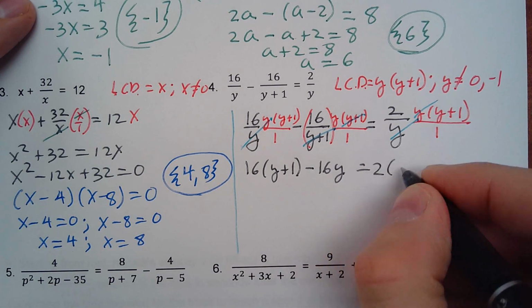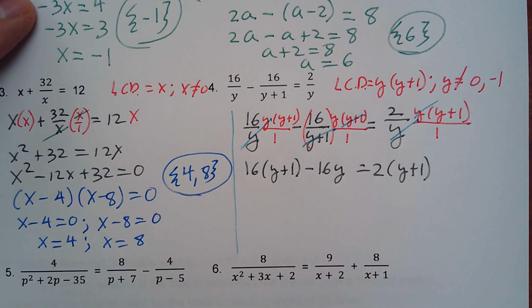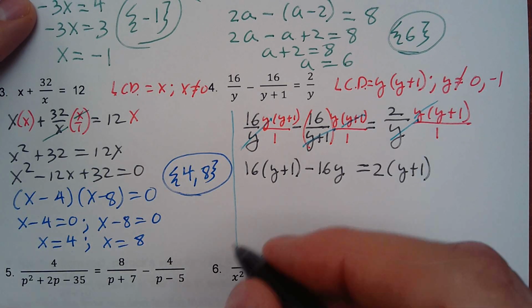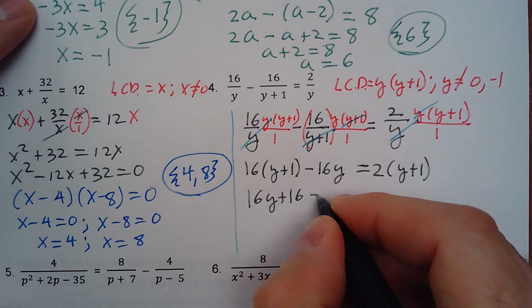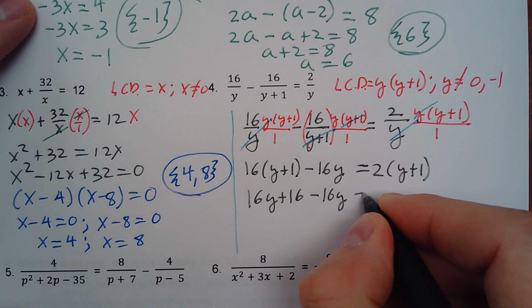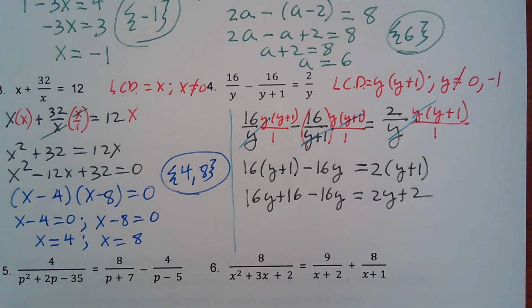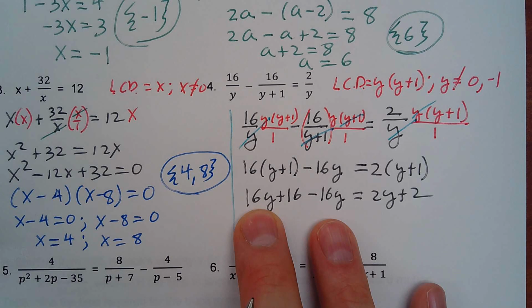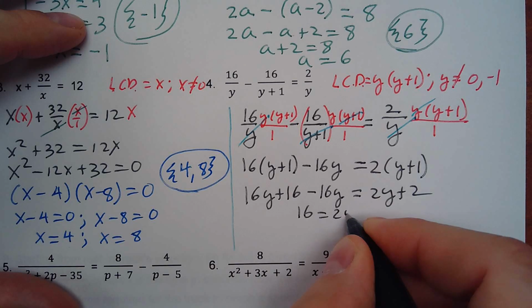equals 2 times y plus 1. And we're going to distribute. This would be 16y plus 16 minus 16y. Distribute the 2, that would be 2y plus 2. The 16y's add up to 0, so I just get 16 equals 2y plus 2.